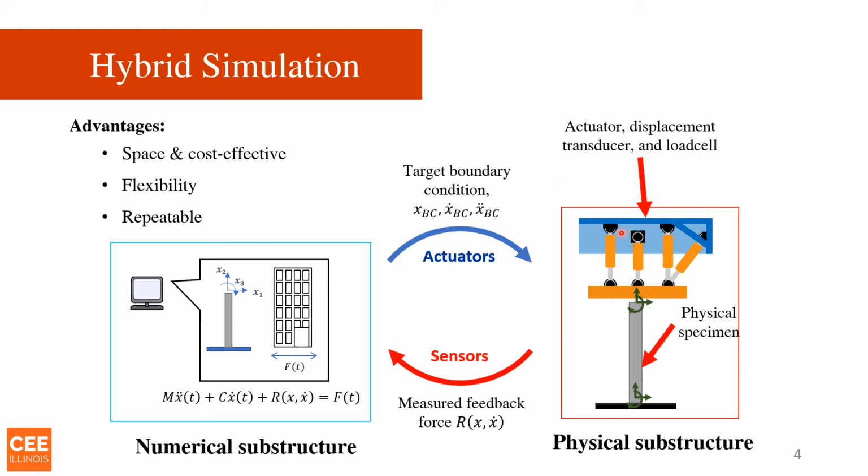Actuators are then used to impose these boundary conditions on the physical specimen, and we also have sensors such as load cells, which are able to pick up relevant information like forces and then feed them back to the numerical model. This method allows for flexibility, space, and cost savings, and has proven to be repeatable over the years.